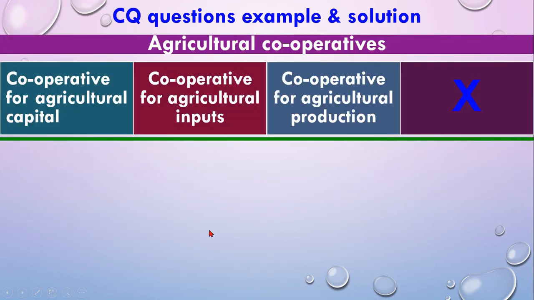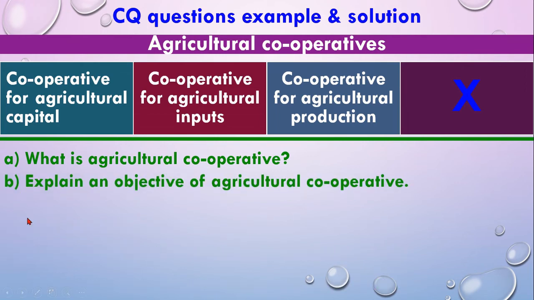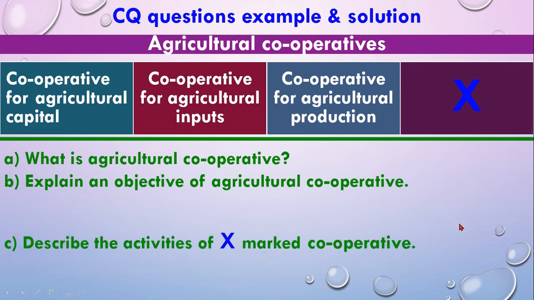And CQ question is, this is the stamp of your creative question, which you see: agriculture cooperative. There is cooperative of agriculture capital, agriculture input, and agriculture production. And what is here? They did not mention in the stamp, so you have to find out this one. The question is, what is agriculture cooperative? I already explained this one. You can get that from my lecture as well as from the section. Next one is, explain an objective of agriculture cooperative. I already explained that one.